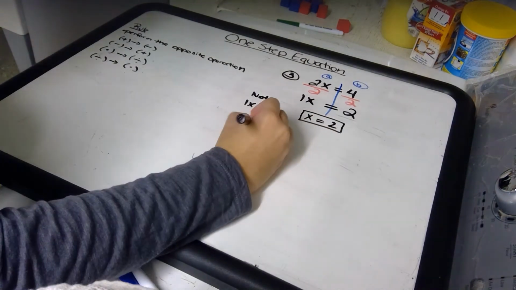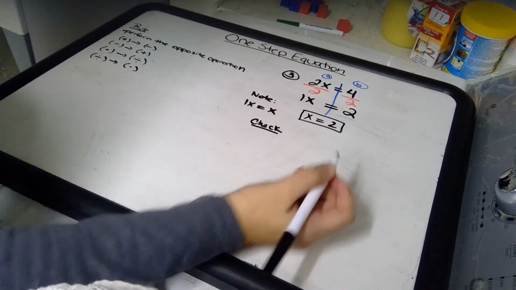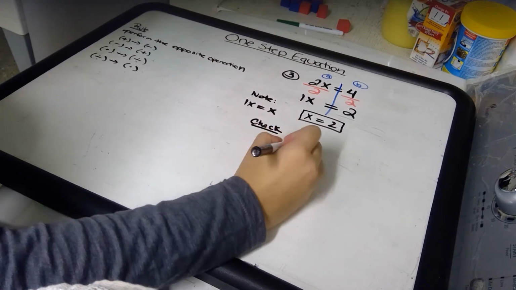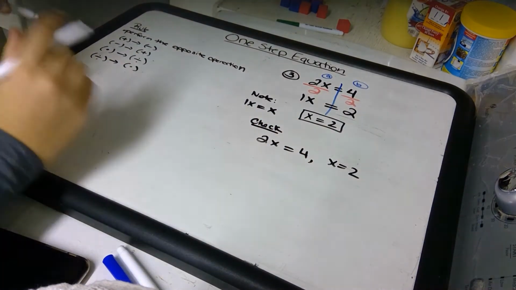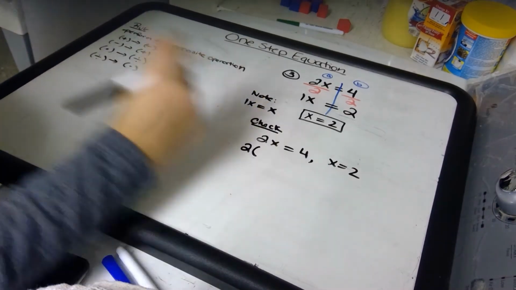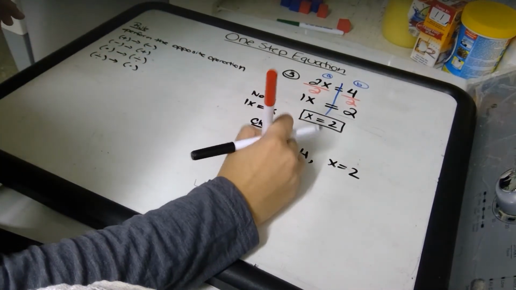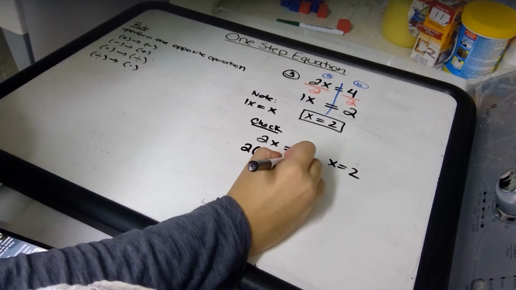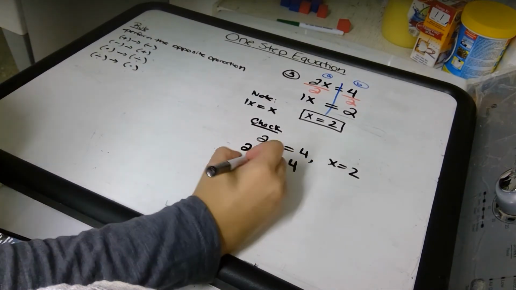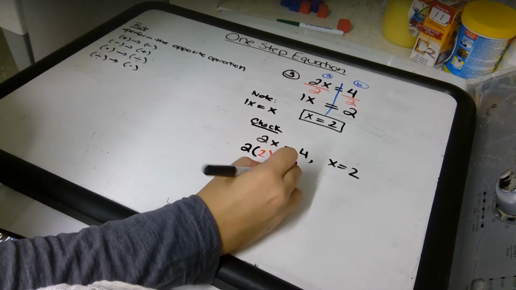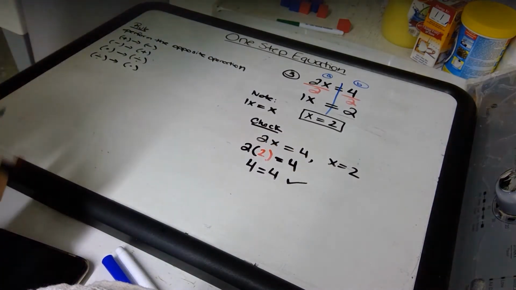Now we have to check our answer. So you rewrite, right? We got 2x equals 4. We solve that, x equals 2. So we're going to replace the x by 2, right? Because that's what x equals. Here, what is 2 times 2? It's 4. So 4, does that equal 4? Yes? Then our answer is correct.